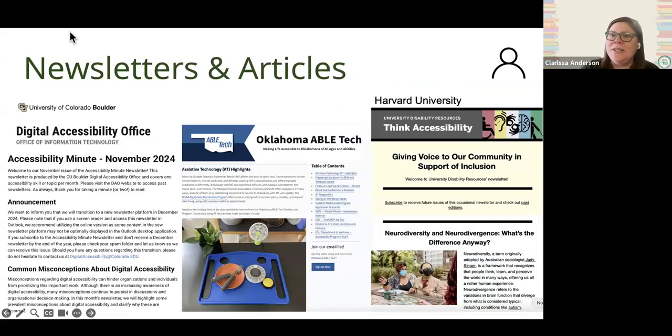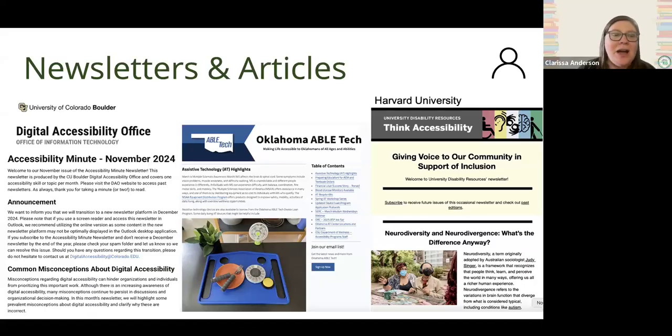Also, I think a passive way to learn, and I say that in a positive way, is to sign up for newsletters about accessibility. For example, Oklahoma Able Tech has a monthly newsletter. That's an easy way to keep yourself up to date on things going on in accessibility without having to remember to go look for that specific information. A lot of institutions will have something similar.